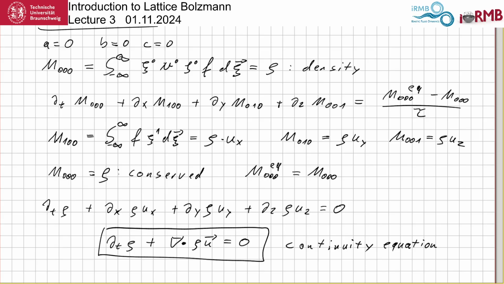Incompressibility means that rho is not only conserved, but it's also constant in time. And then when it's constant in time, the time derivative will disappear and you just have the divergence of u being 0. But this is not something that we can see from just looking at this equation.